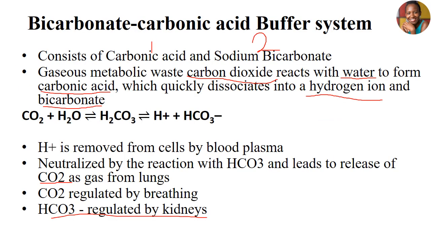But again, we have the third buffer system, what we call the bicarbonate carbonic acid system. This system is self-explanatory. It just tells you it has a bicarbonate and it has the carbonic acid. Remember, in any buffer system, we're talking about an acid being present and a base being present. So that in the state where our blood is acidic, the base will react with the acid, neutralize it, and take the pH to normal. If the blood is very basic, then the acid will react with the base and take the blood to normal. The bicarbonate carbonic acid buffer system consists of the carbonic acid and the sodium bicarbonate.